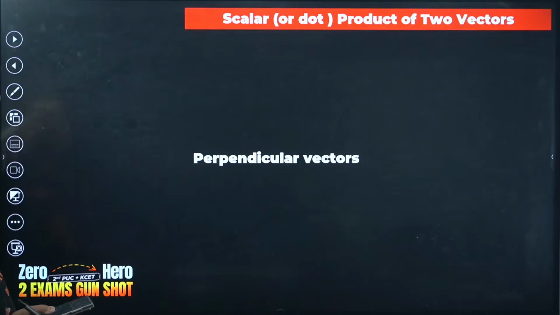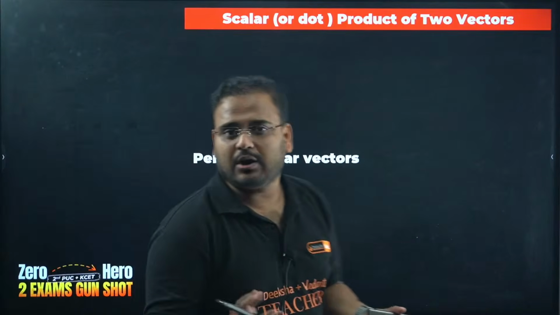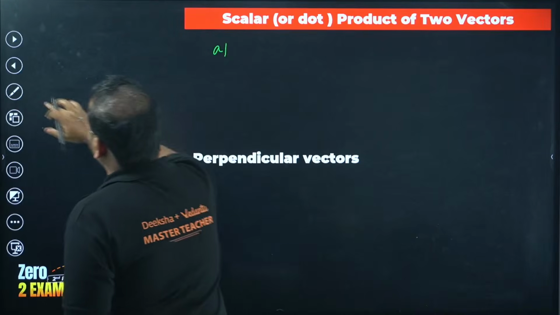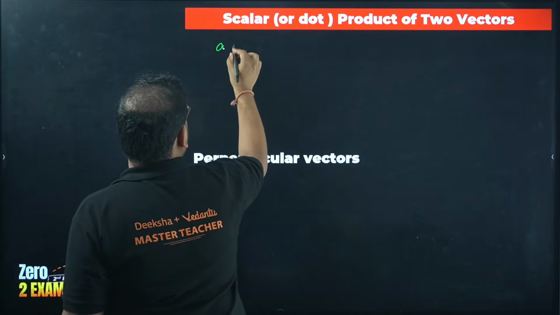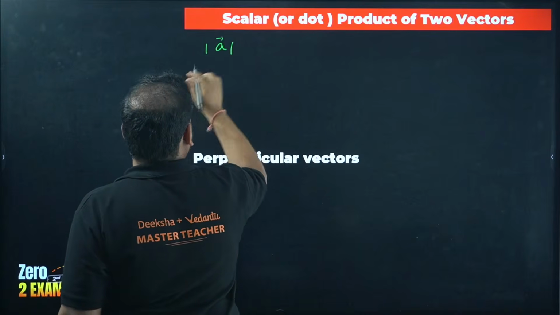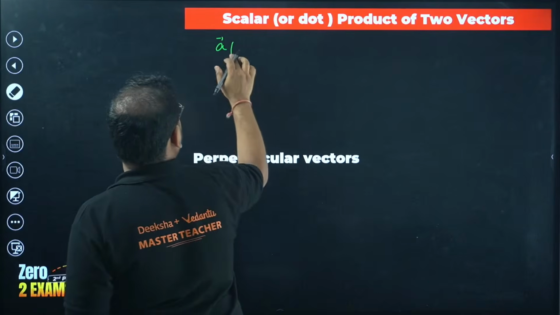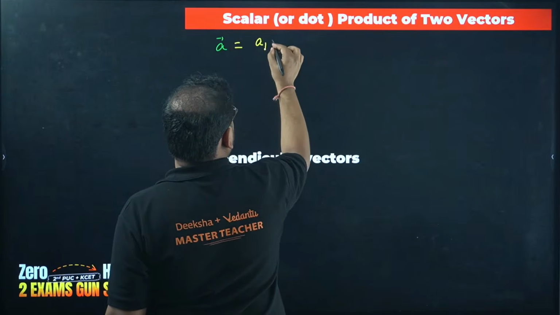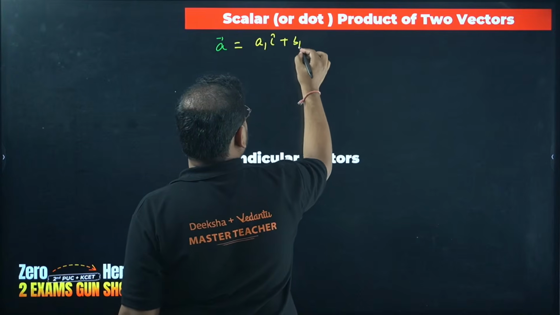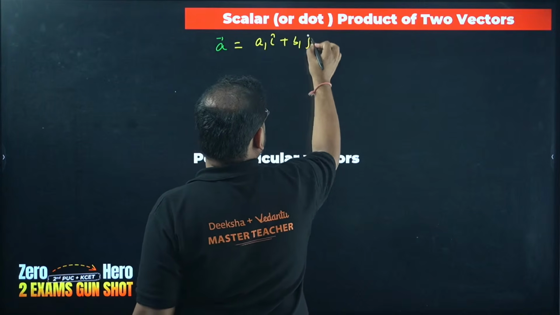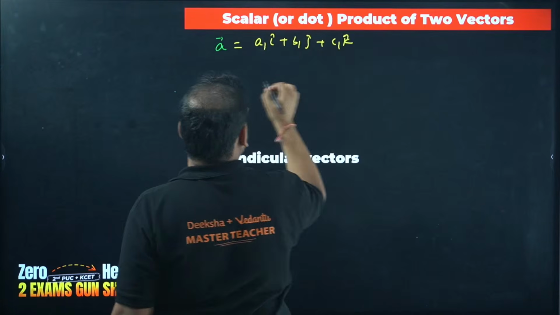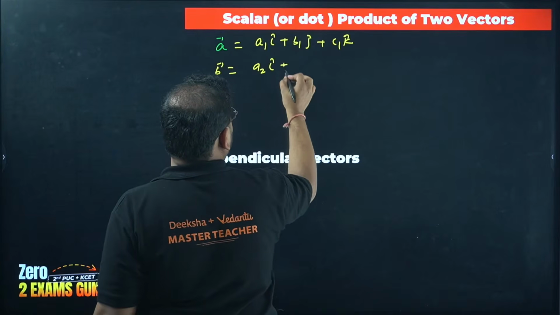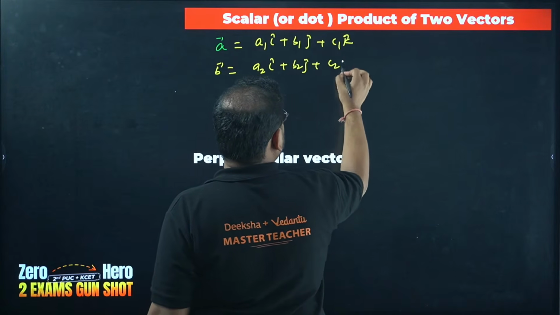Moving on. Scalar or dot product of two vectors. How to solve it? Very simple. If you have a vector A like this, let's say, this is your A1 I cap, B1 J cap and C1 K cap, and vector B is also in the same way: A2 I cap, B2 J cap and C2 K cap.